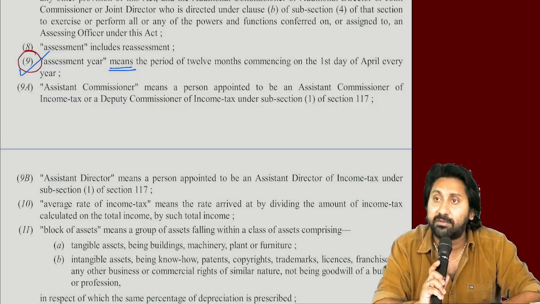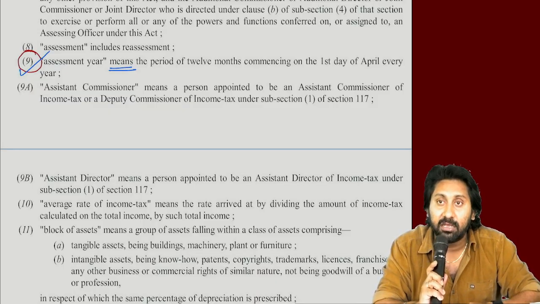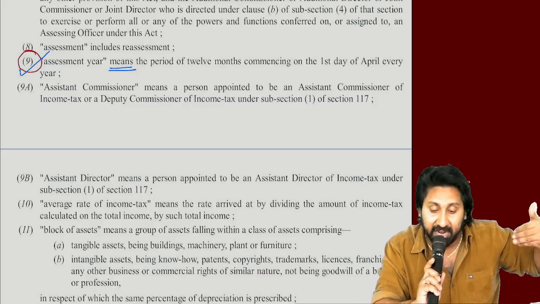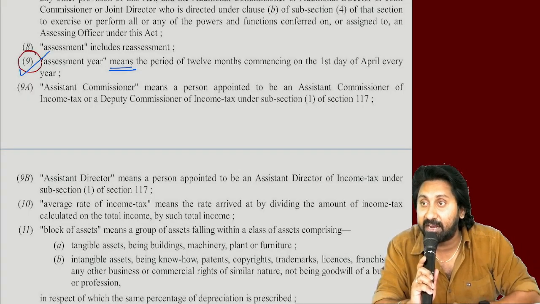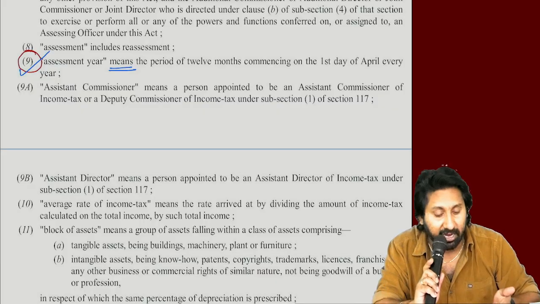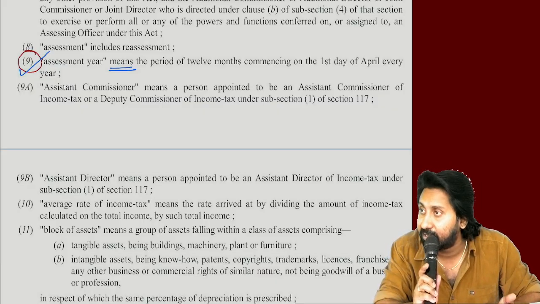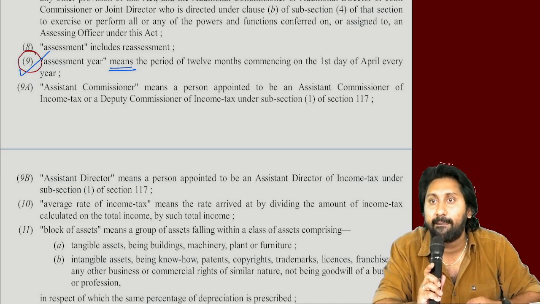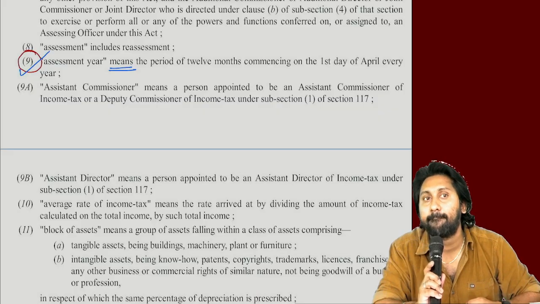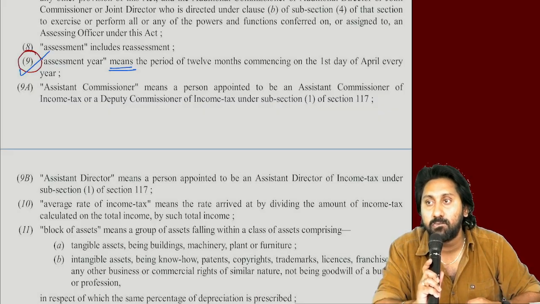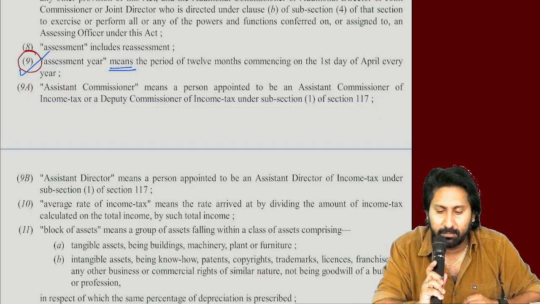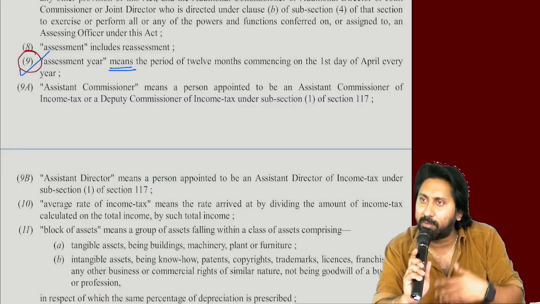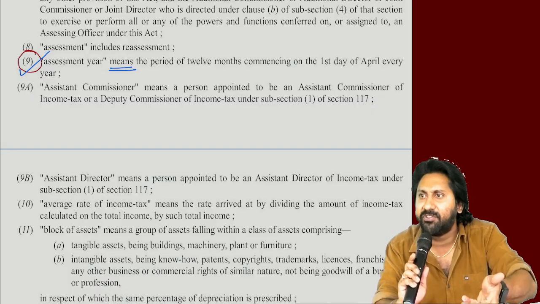Assessment year means a year immediately succeeding the previous year. Or they can tell assessment year is a financial year. They can also tell like that or not? The first day of April means what? 12 months from the first day of April will automatically become March 31st. Essentially, it's a financial year.